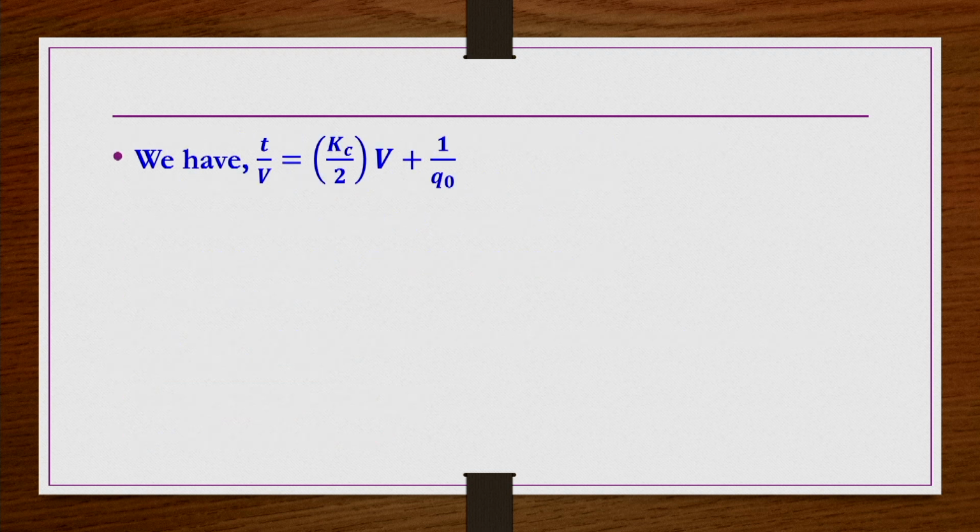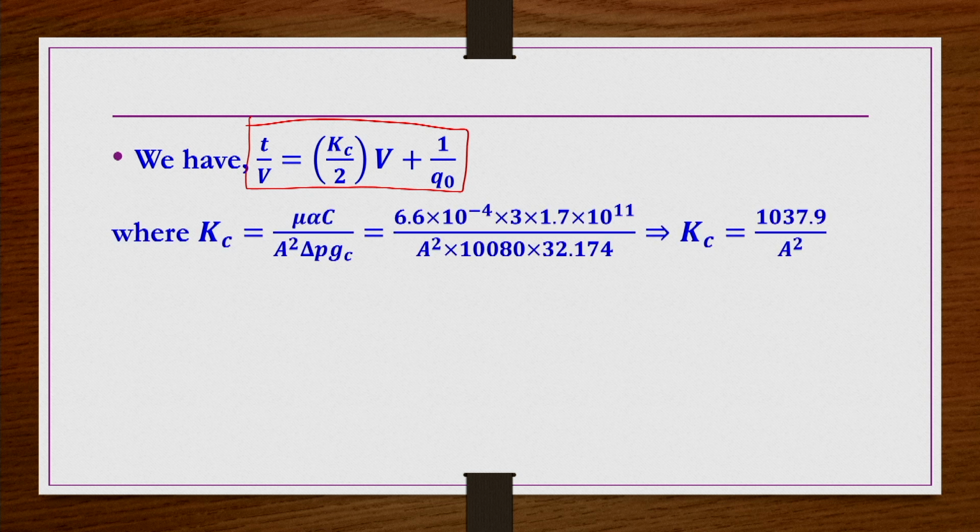Now we have to use this same equation here, because in this equation Kc and Q naught, if you write in terms of alpha and Rm, everything is known except the A value, the filtration area, that you can calculate here. Before that, you straightforward find out what Kc is and what 1 by Q naught is, because everything is known. Mu is given, alpha is given, C is given, delta P is given, Gc is 32.174. So, in Kc, except A square everything is known.